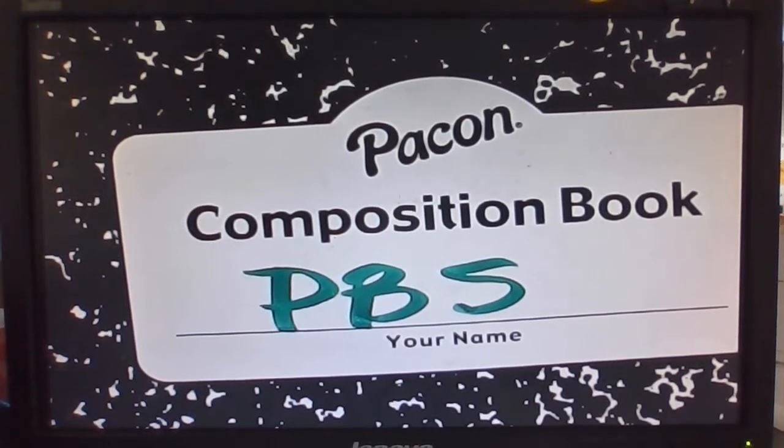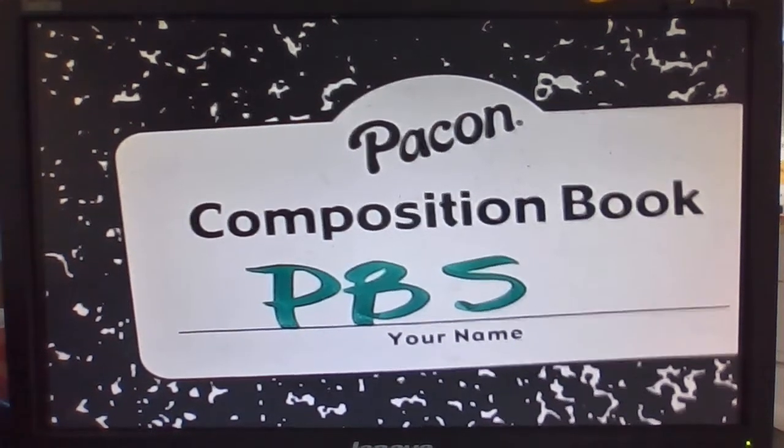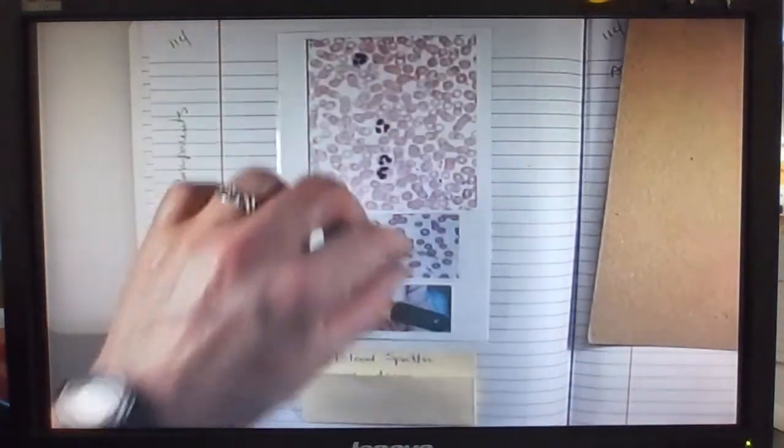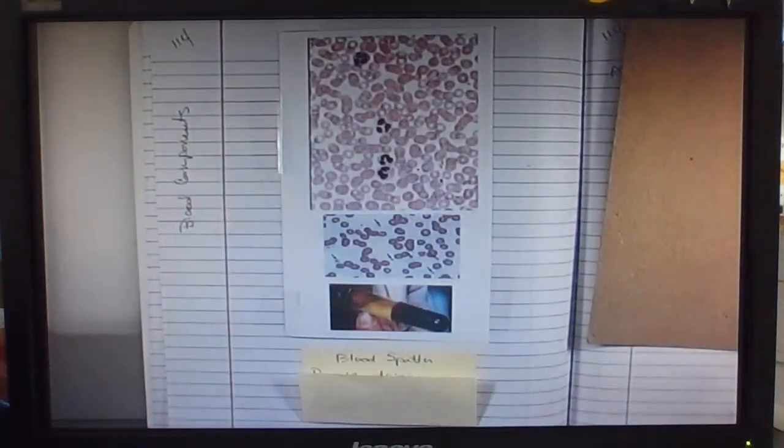All right, this next set of notes is going to go into your PBS course file, your PBS composition notebook. So go ahead and turn to where you have 2 pages side by side that are clean, and let's add some information. So on the left-hand side, you are going to add your blood components foldable, and I would go ahead and label the outside of that picture, label those items.